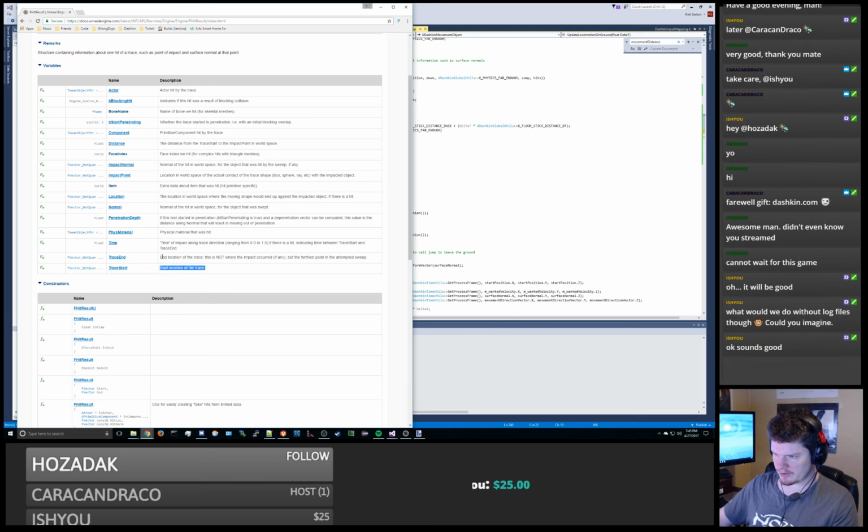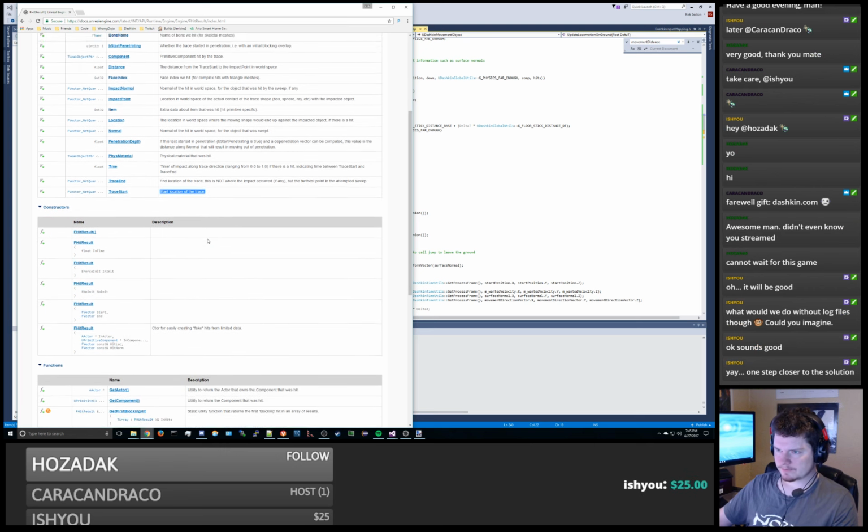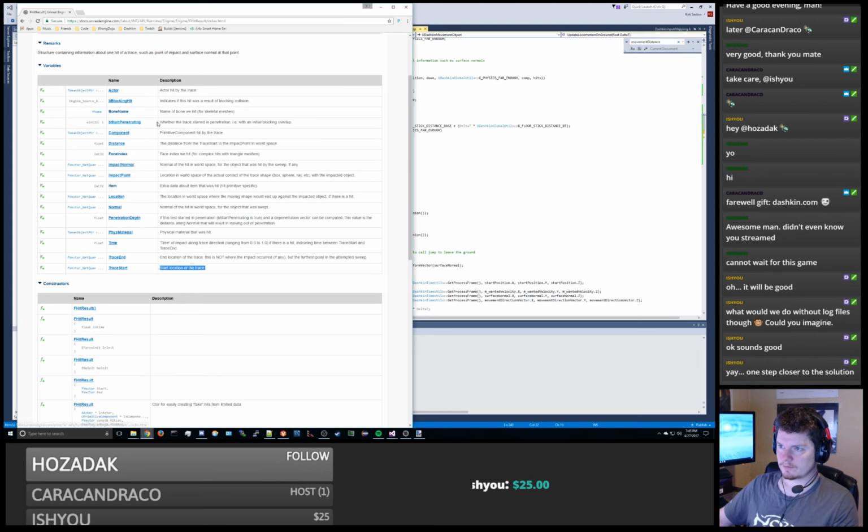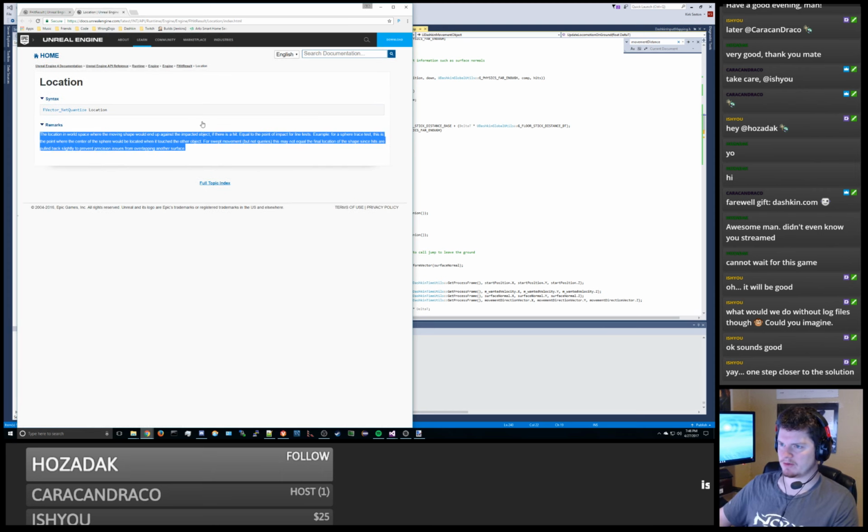So it's going to be the start location of the trace, probably. The location world space where the moving shape would end up against the impacted object if there was a hit. Oh, maybe we should be using location instead. Maybe they've already calculated this for us. Location, world space where the moving object would end if there was a hit, equal to the point of impact for line test. For example, for a sphere trace test, this is the point where the center of the sphere would be located when it touched the other object. For swept movement, this may not be equal to the final location of the shape, since hits are pulled back slightly to prevent precision issues from overlapping another surface.